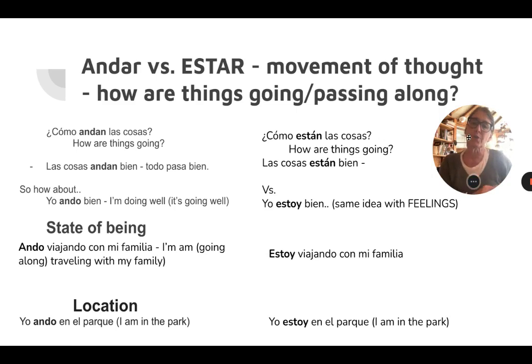However, you could also use andar instead of estar. It's a movement of thoughts. Like, how are things going in your life? How are things passing along? How are they going along?